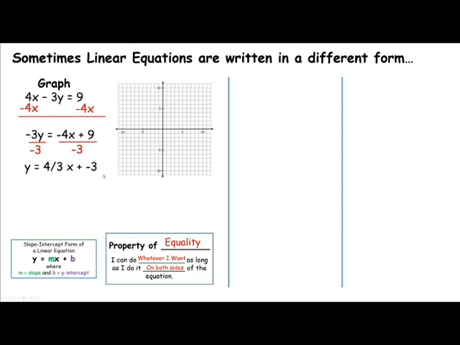I can now graph this on my coordinate plane. The b value tells me where to start. It's my y-intercept. So I'm going to start down here at the coordinate 0, negative 3, and I'm going to use my slope to get the rest of the line. Rise 4, run 3. That's up 4 places from my dot, over 3 places.